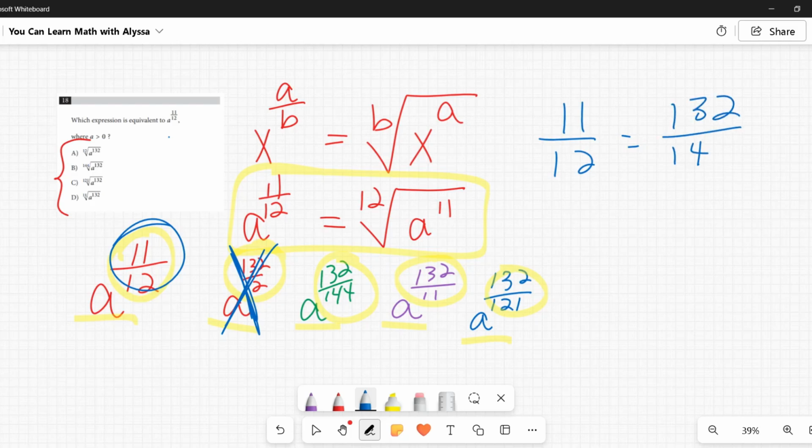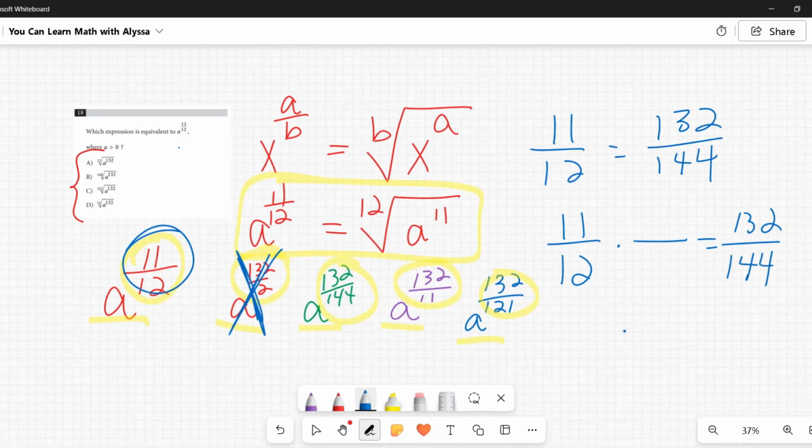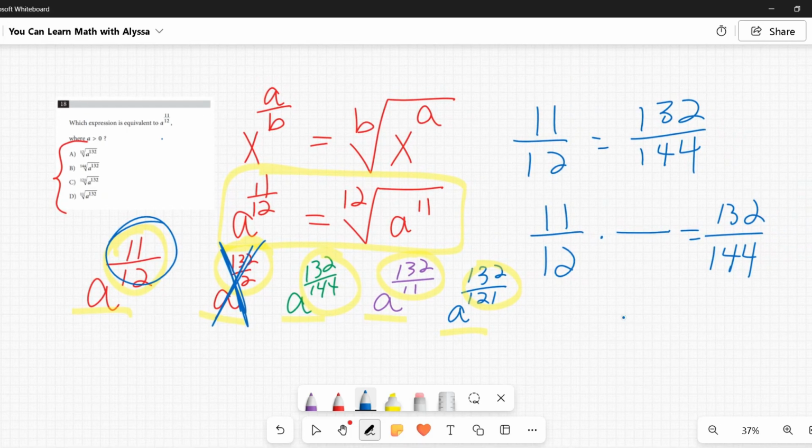132 over 144. Could that simplify to get me to 11 twelfths? That one looks like it could be. So let's say 11 times what? We can go either way. We can try to simplify 132 over 144, or we can ask ourselves 11 times what equals 132, and 11 times what equals 144. I think this might be a little easier if you have your times tables memorized. You might go, wait a minute, I know these from the 12 times table. 12 times 12 is 144, and 11 times 12 is 132.